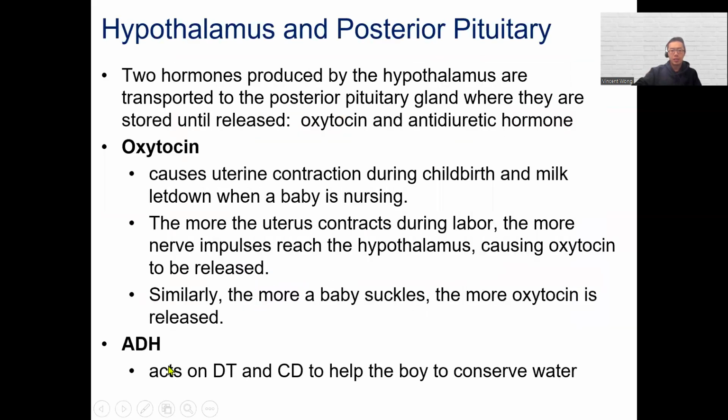And then the other one, of course, is ADH, which we talked about before already. It acts on the distal tubule and the collecting duct. That would help the body to conserve water. And that, of course, is triggered by high blood osmolarity, like not enough water in the blood.